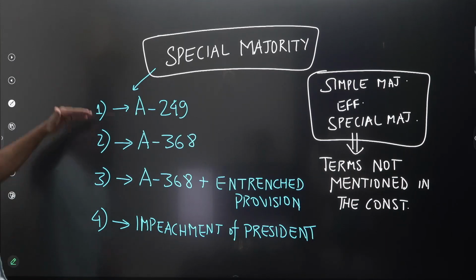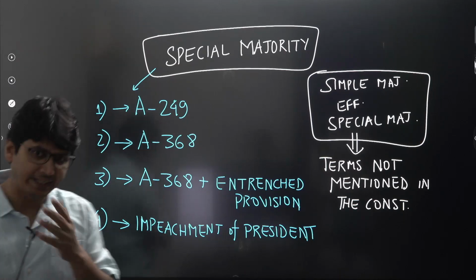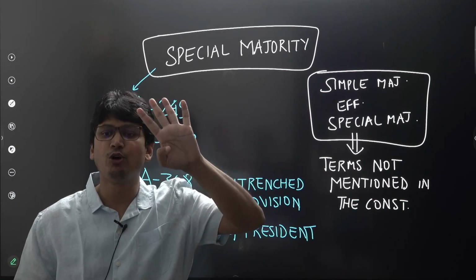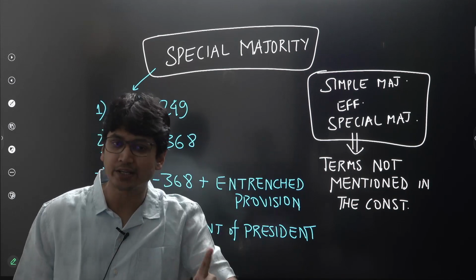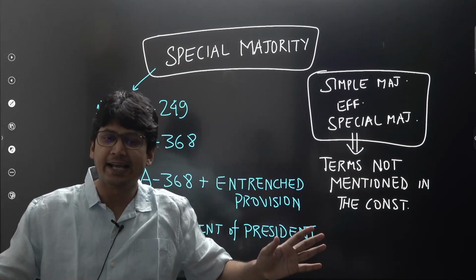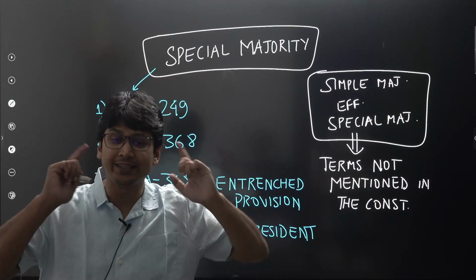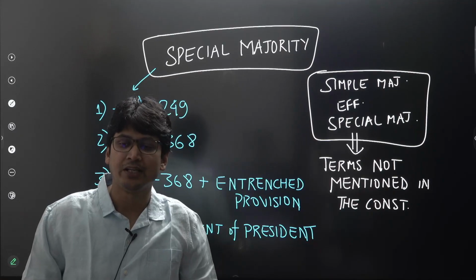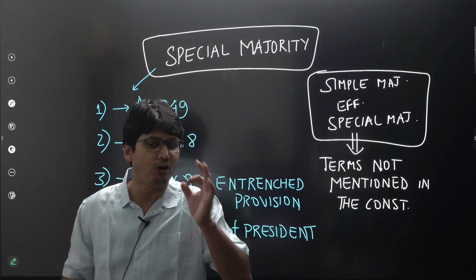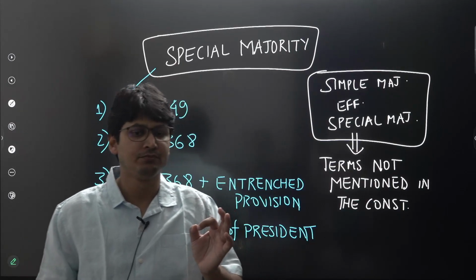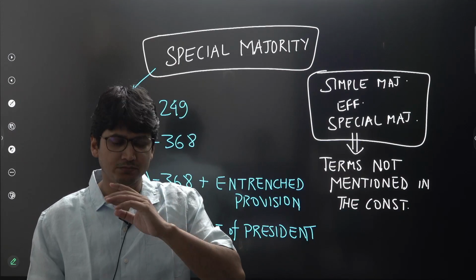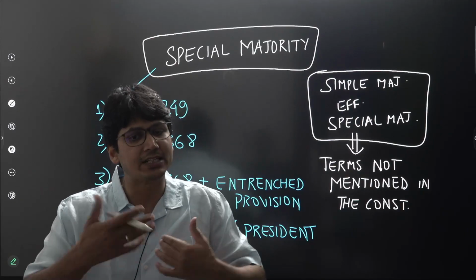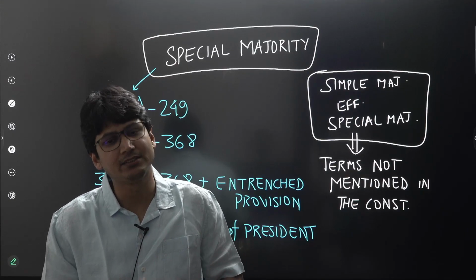So let's understand these different types of special majority. How many types of special majority are there? There are 4 types of special majority. Don't get confused. If you read anywhere, this is done by special majority, think which special majority? This is also a place where students often get confused. Very easily UPSC can lay a trap for you by just simply writing this is done by special majority.